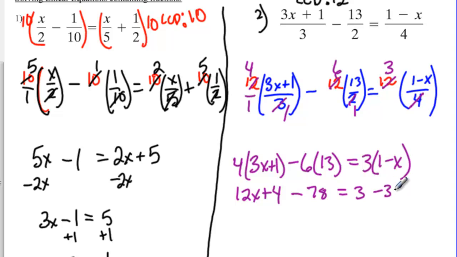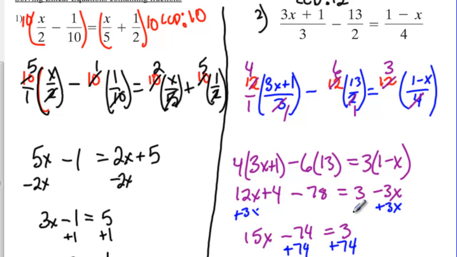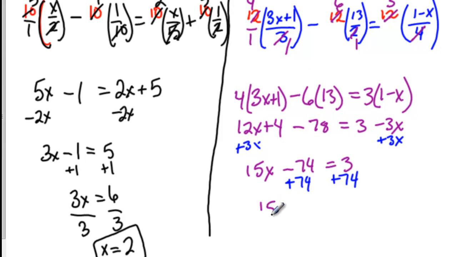Equals 3 minus 3x. I'm going to choose to take my x's to the left because, again, I like positive x's. You don't have to. It doesn't matter which direction you go. So 15x, I'm going to go ahead and put these two together. So positive 4 and negative 78 is going to leave us with a negative 74, equals 3. Then we need to move the 74 over. And we get 15x equals 77.